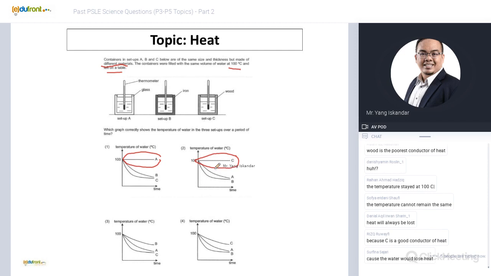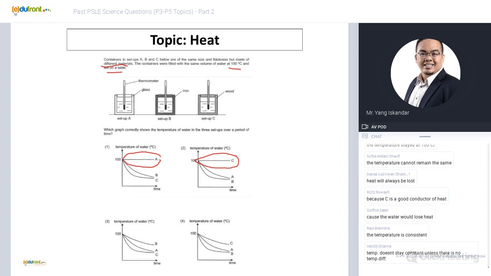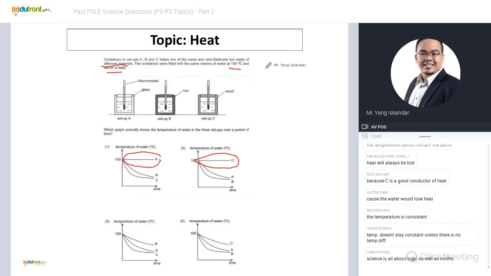They're trying to say that over time, the temperature remains the same at 100 degrees Celsius, which is obviously wrong, right? Why? Because at 100 degrees Celsius, when you leave it on the table, remember the table is at room temperature. Now this is 100, and let's say room temperature is 30 degrees Celsius.